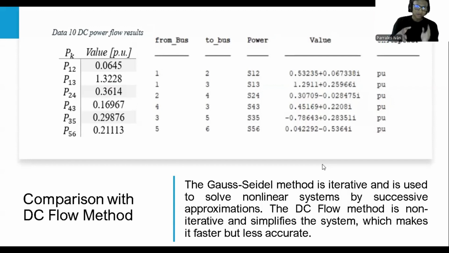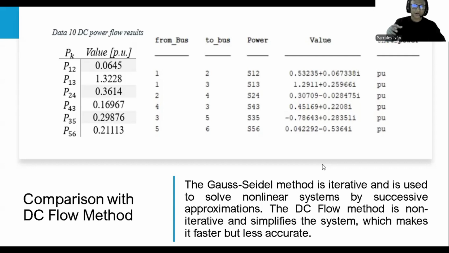In this comparison, it is observed that the active powers in the methods are similar in some cases, but in others, the differences are more noticeable. This is because the DC method does not consider the imaginary part, which affects the accuracy. On lines such as P13 and P12, the active power values between the two methods are relatively close, indicating that the DC flow approximation is reasonable for those lines.